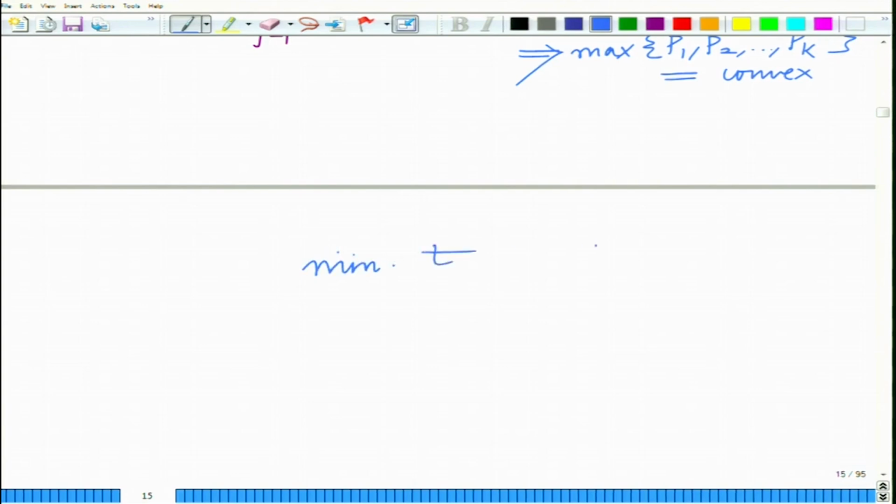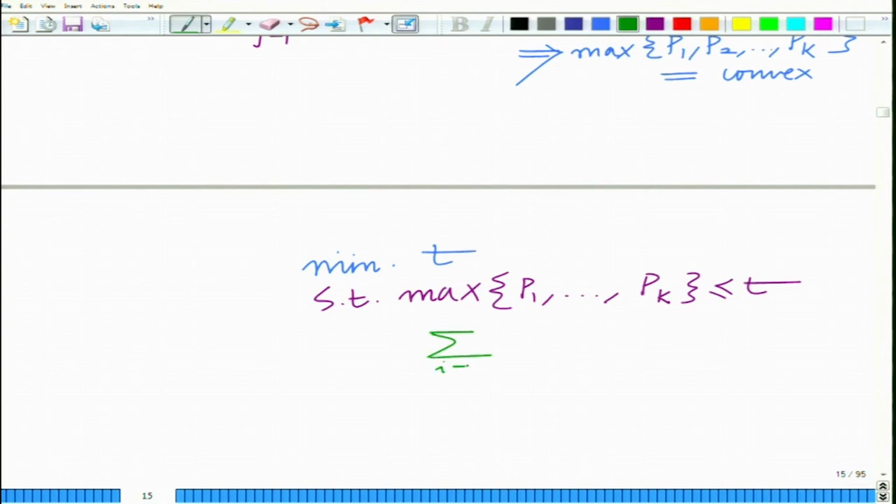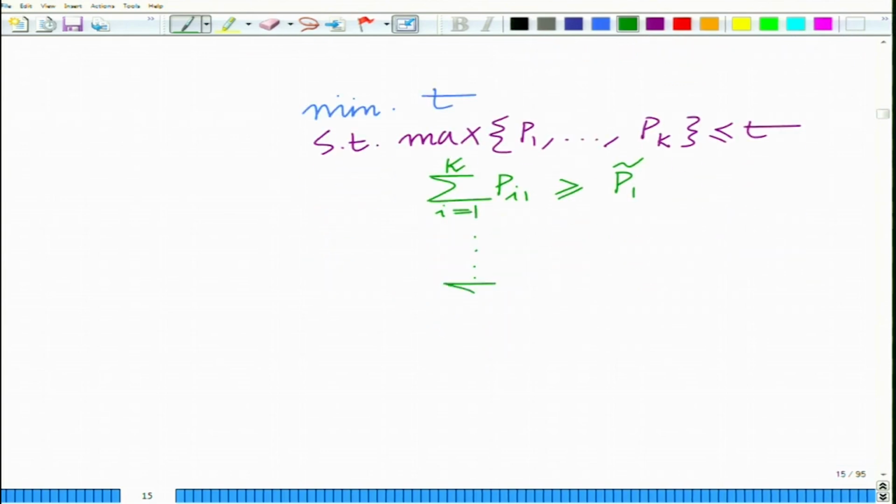So, I can write this as minimize t subject to the objective maximum of P1, P2, Pk, this is less than or equal to t, and the rest of the constraints are as usual, that is summation i equal to 1 to k Pi1 greater than or equal to P1 tilde, and so on and so forth, summation i equal to 1 to k Pim greater than or equal to Pm tilde.